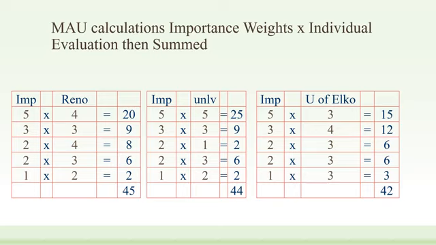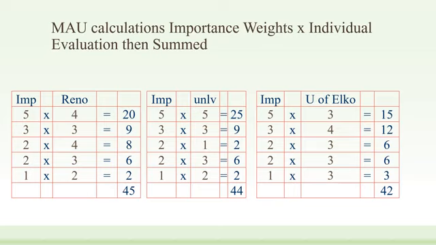Compared to UNLV, which gets 44 points, and University of Elko, which scored 42 points. So in this case, Reno State is the preferred alternative, with UNLV a close second and the University of Elko a third. Now, that's one of the ways that we can use this information.